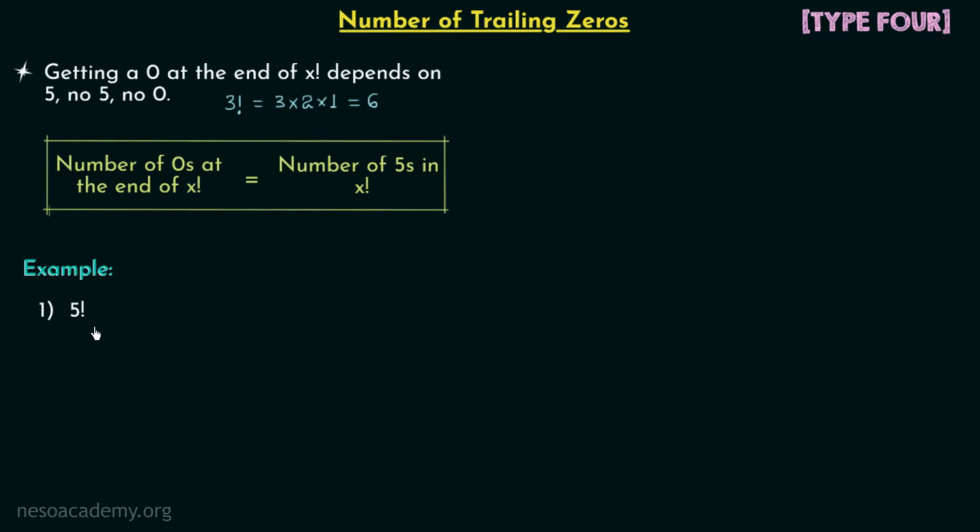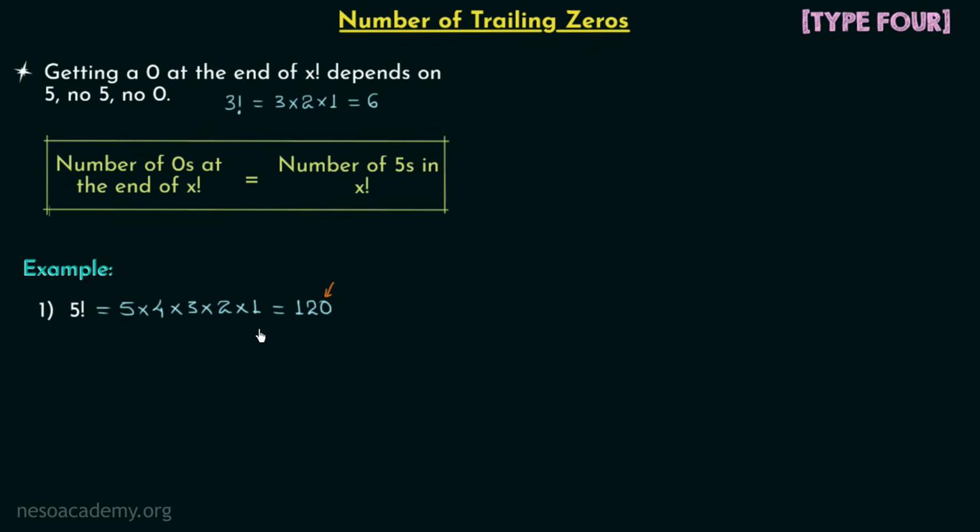Example 1 is 5 factorial. We know 5 factorial is equal to 5 multiplied by 4 multiplied by 3 multiplied by 2 multiplied by 1. And when you solve this, you will have 120 as the result. And you can clearly see that we have 1 zero at the end. There is one trailing 0 in the result of 5 factorial. And this 1 zero we are getting because we have 1 five present in the expansion.